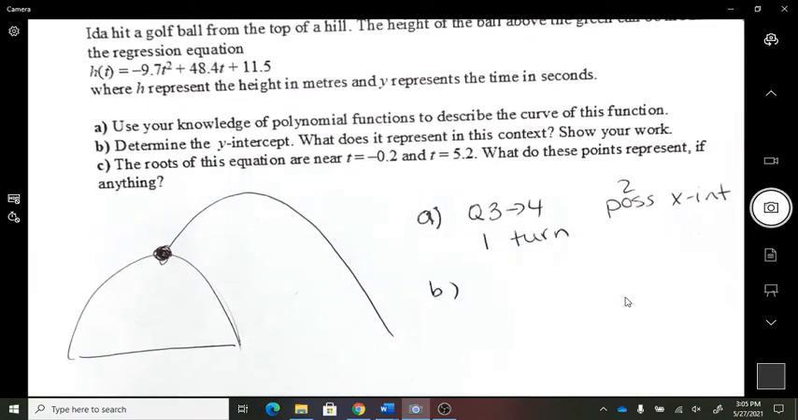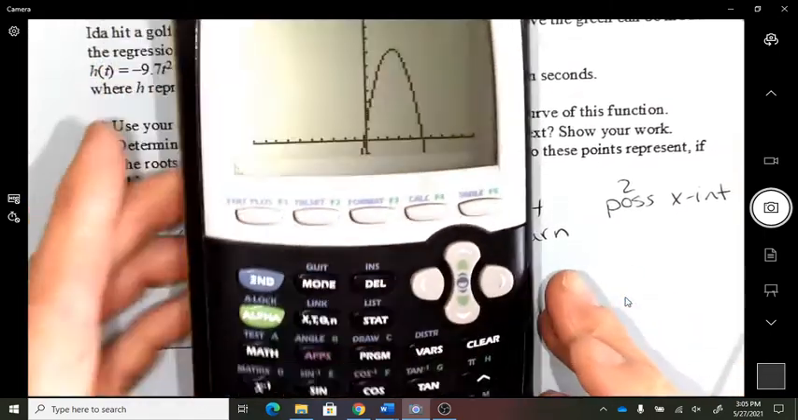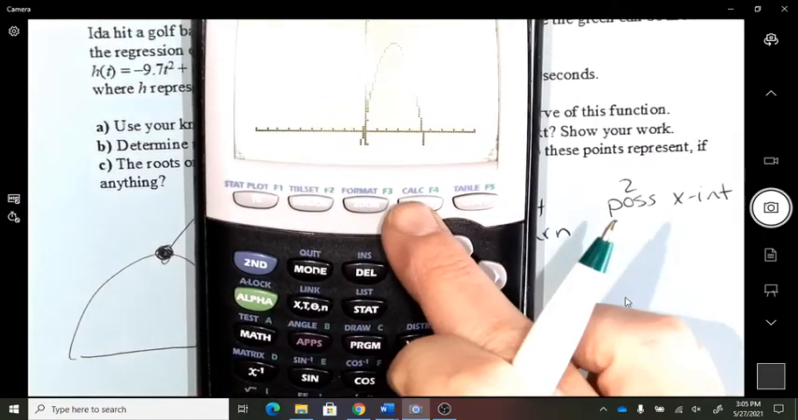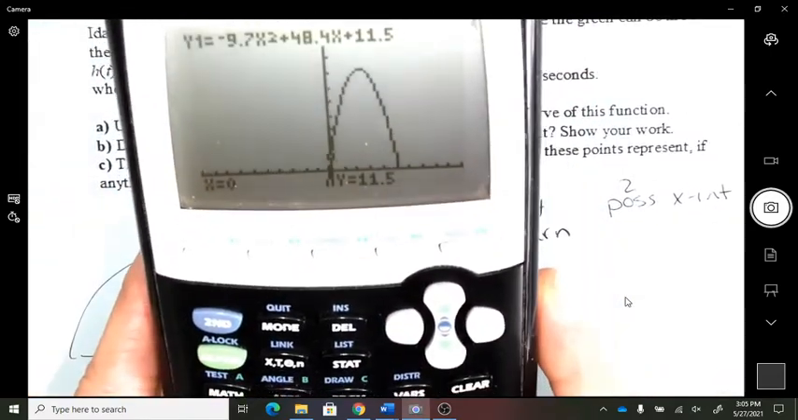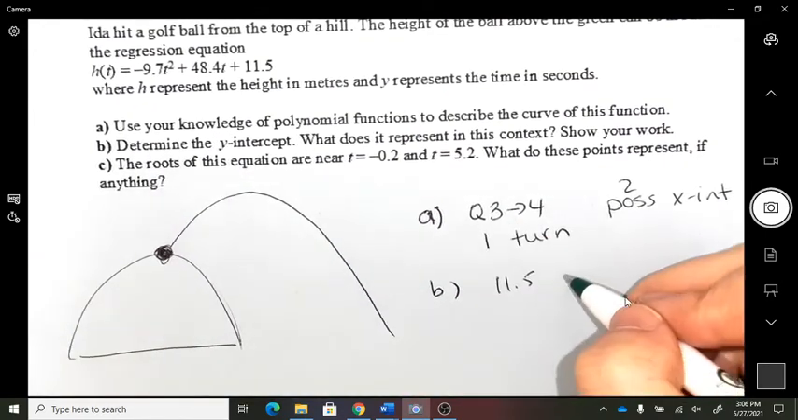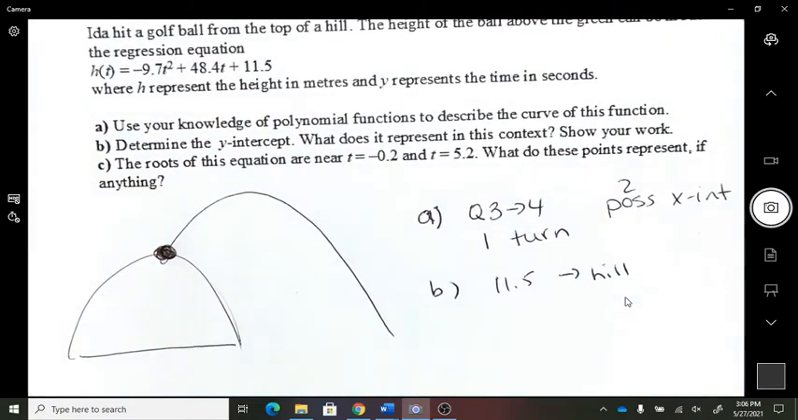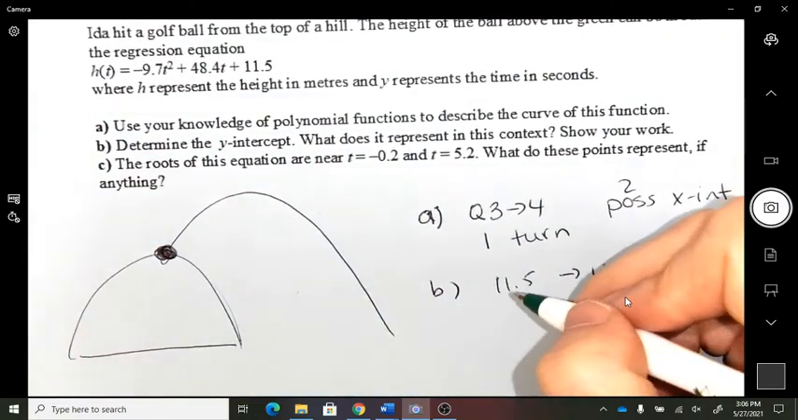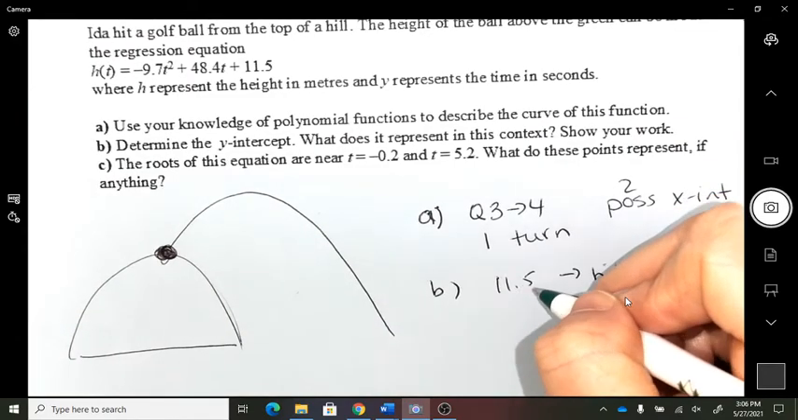Determine the Y-intercept. Actually, I can do it without my calculator. What is it? 11.5. If I don't know, what should I press? Trace. Go to the 0. 11.5. What does it mean? What is it representing? How high the hill is? The hill, yep. Because you're right here, which means you're just starting from the top of the hill. What is our unit here? Feet? Meters.